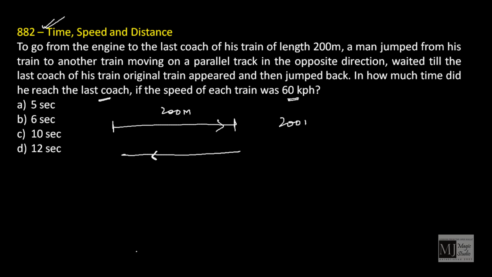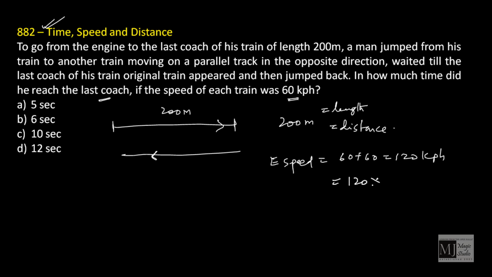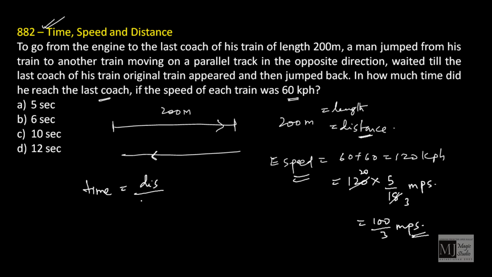So the distance to be traveled is 200 meter, that is the length or distance, and the effective speed would be, since both are moving in opposite direction, 60 plus 60, that is 120 kph. So now this is 120 into 5 by 18 meter per second, that is 100 by 3 meter per second. That is the effective speed, and this is the distance. So the time taken is distance covered with this effective speed, that is 200 meter into 3 by 100 seconds. That would be 2 into 3, 6 seconds. In 6 seconds you would be at the last coach.